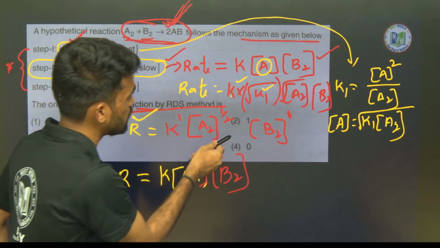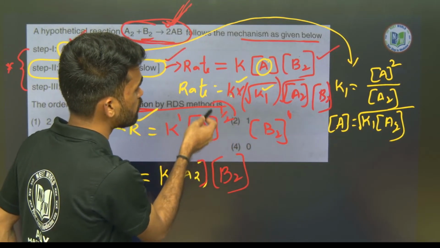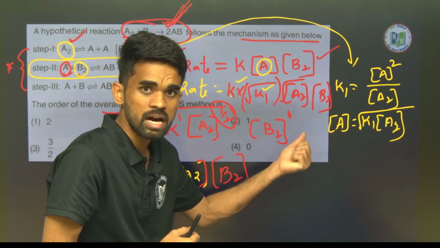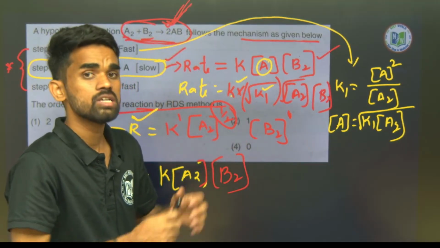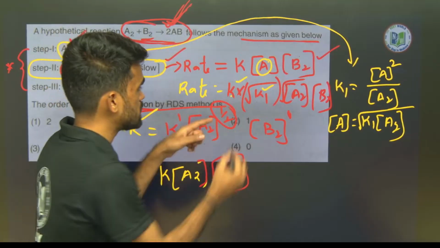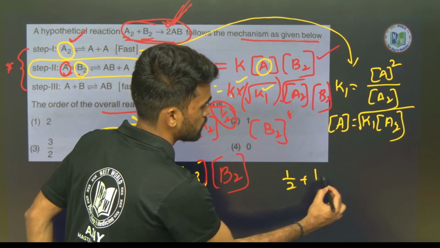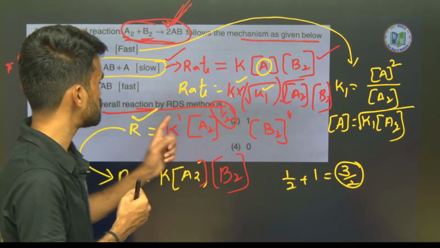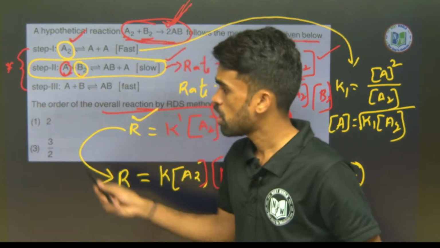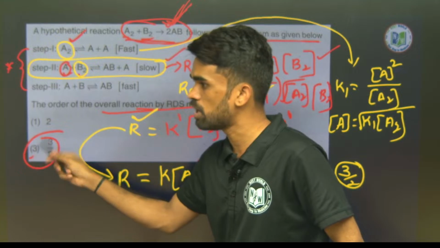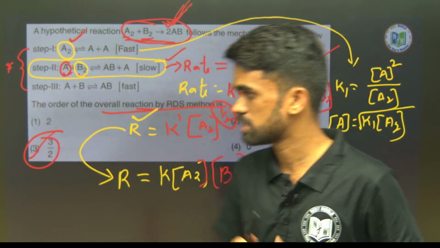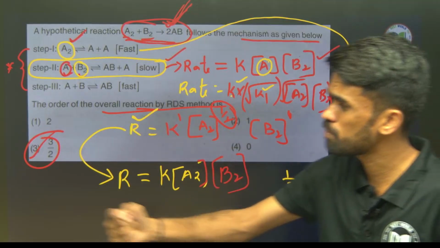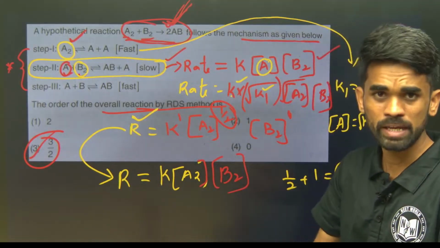Now what are the powers with respect to A2 and B2? Half, so it means half order with respect to A2 and first order with respect to reactant B2. So what is the total order? Just add these two numbers, half plus 1, that will be 3 by 2. The total order of this reaction is 3 by 2. Look at here, option number 3 is given as 3 by 2, so that will be your answer. Tick that answer. Okay, let us move forward. Hope it is clear. If not, just go back and watch it so that you will be clear with the concept.